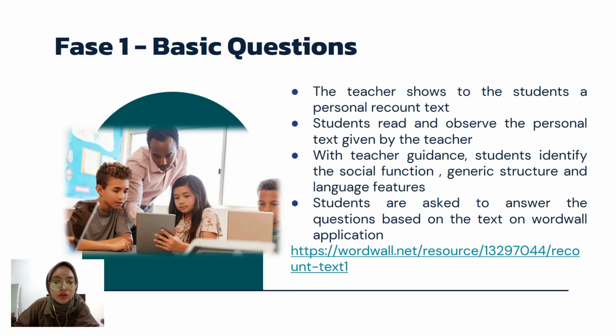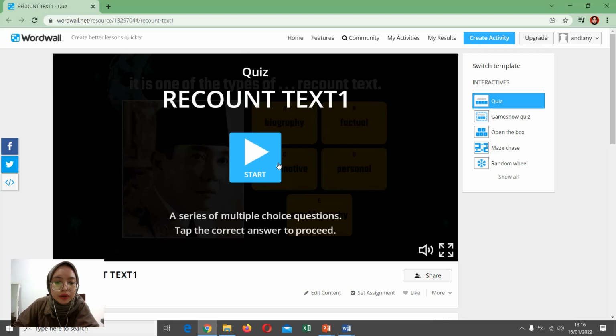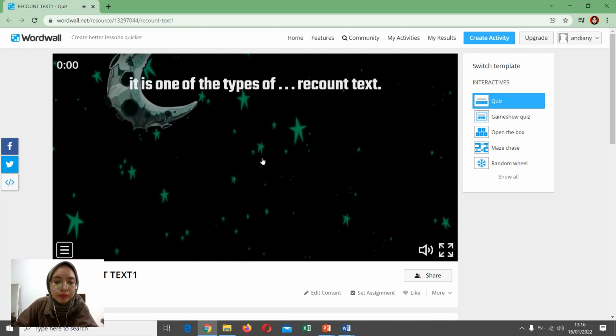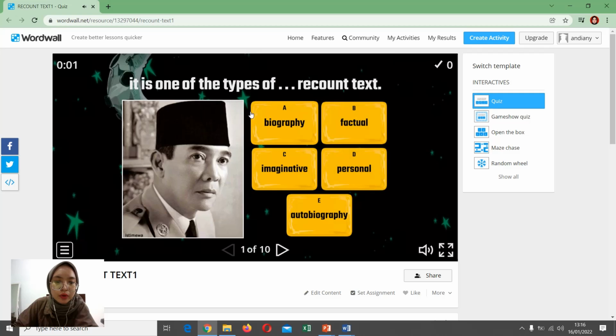Students are asked to answer questions based on the text in the Wordwall application or website. And in here, the students give opinions on the text that has been provided related to the social functions, the generic structure, and also the language feature. So this is one of the examples.